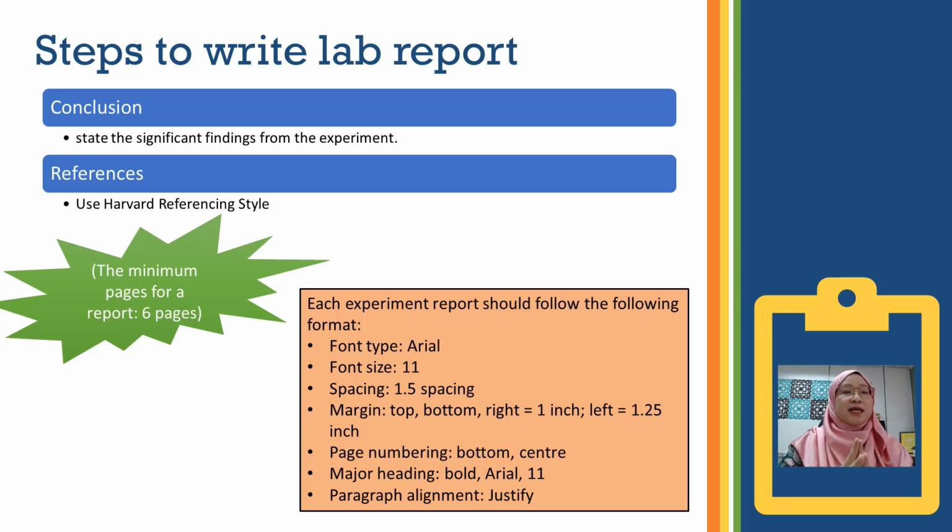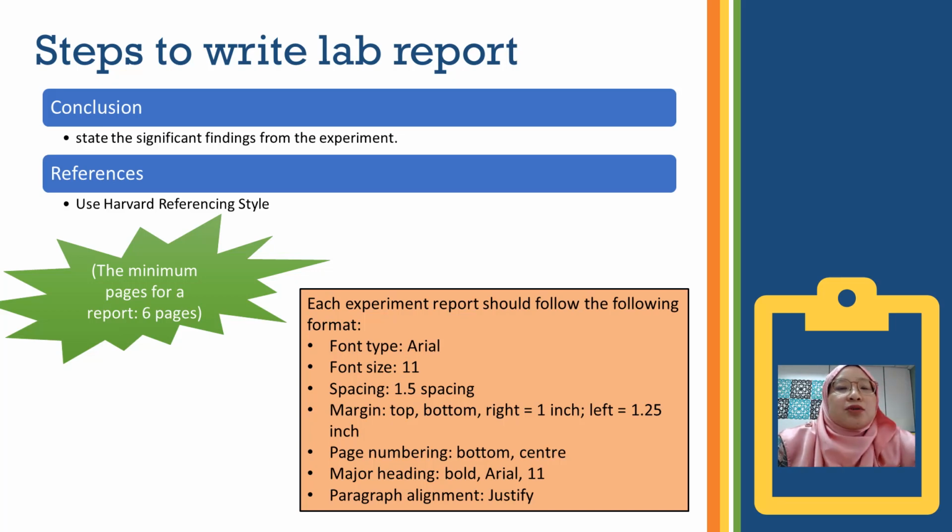Lastly, after the conclusion is the reference. You can use the Harvard referencing style. The minimum is 6 pages. You can go for more, but please do not write too much on the lab experiment. I give a minimum of 6 pages because some students like to put in pictures, so that's good.